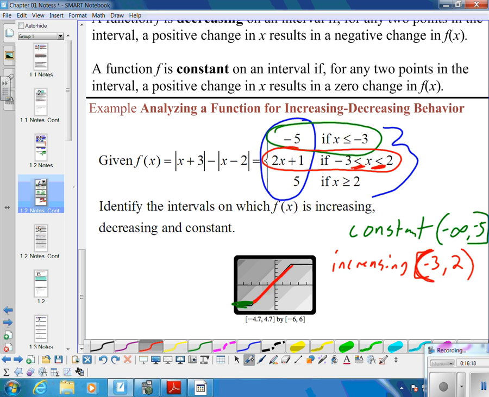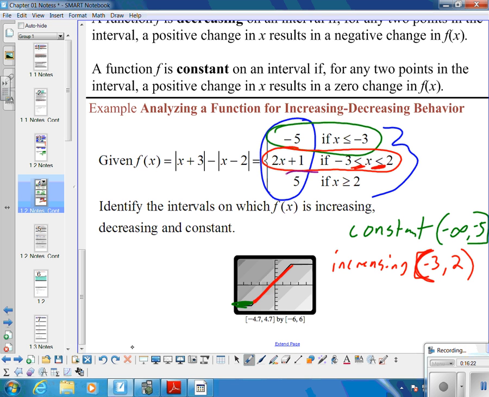And then finally, the last part shows y equals 5 if x is greater than or equal to 2. That's this part of your graph, purple. So I would say constant again from 2 to infinity. And that would answer that kind of question.